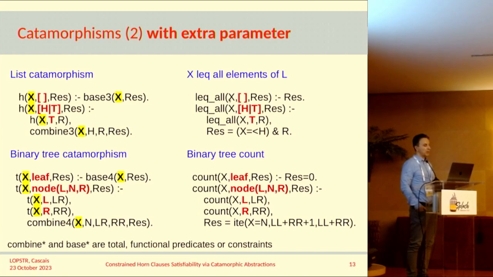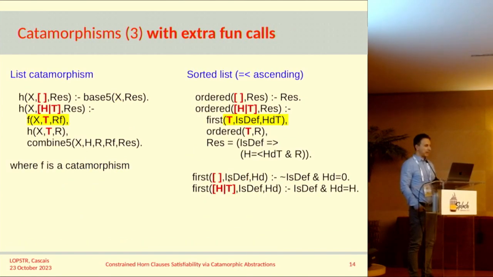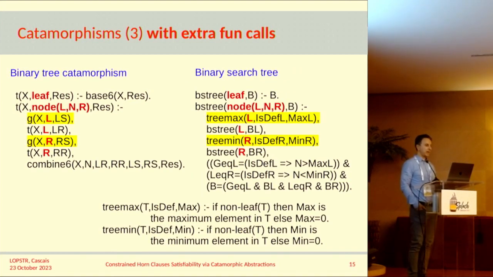Actually, we extend the standard notion of catamorphism by allowing extra parameters that allow us to define predicates for specifying, for instance, that X is less or equal than all elements of a list L, or for counting the number of occurrences of an element in a tree or in a list. By further extension, we add extra function calls. In this way, we are also able to express properties such as the one saying that a list is sorted. And for trees, by adding extra function calls, we can specify even the binary search property of a tree. So we can see that a tree is a binary search tree.